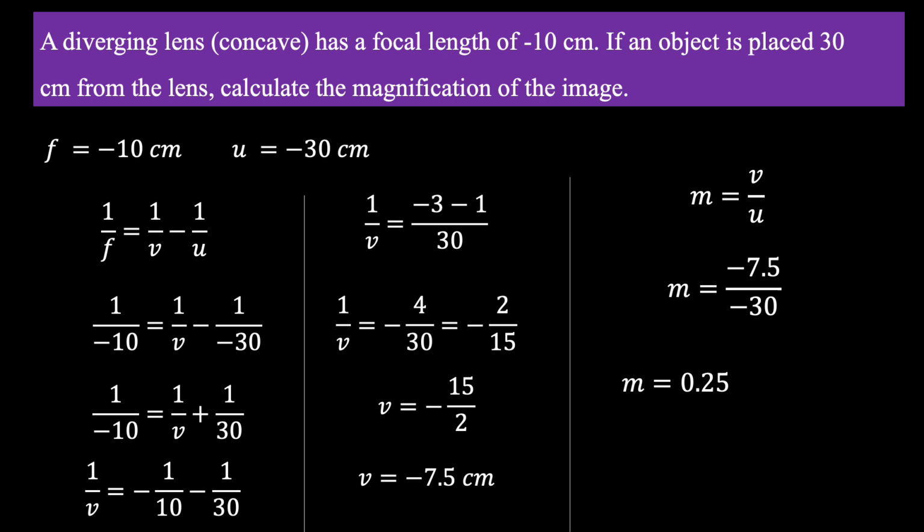So m will be equal to 0.25. So it's a positive value. So the image is upright and it is less than 1. M is less than 1. Therefore we say that the image is smaller. Or you can also write m equal to 1 by 4.